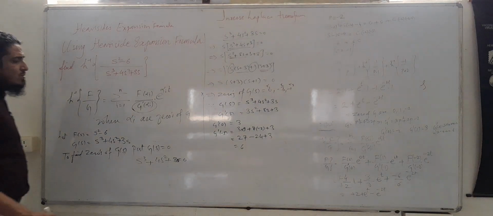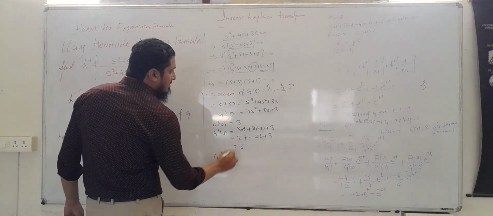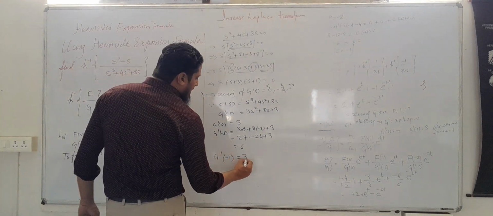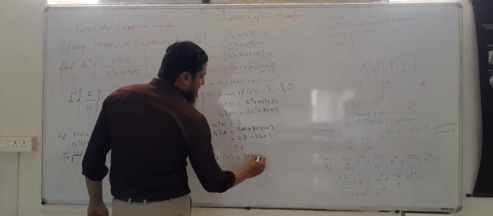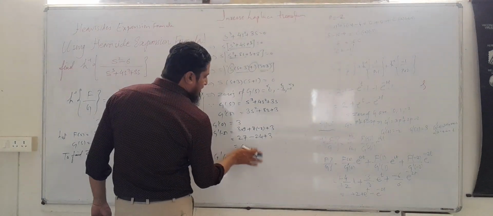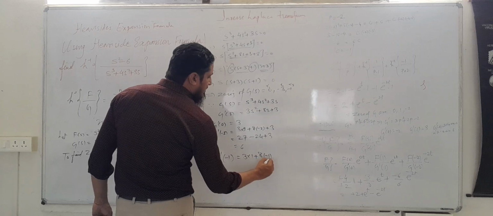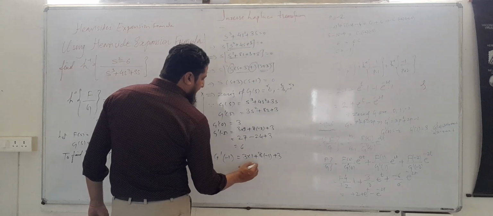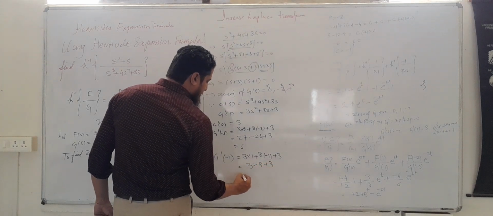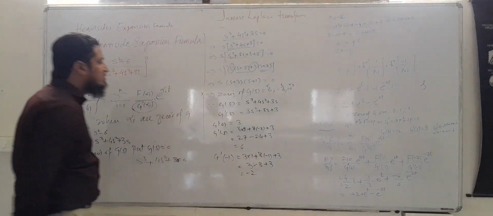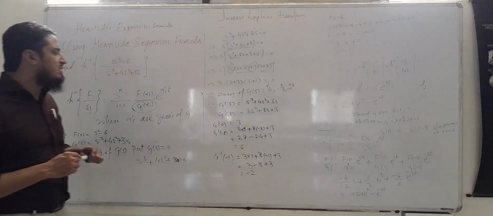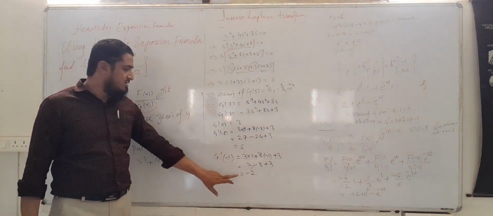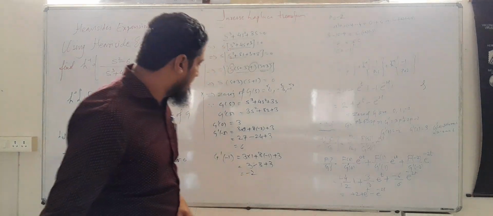Correct? Now g dash of minus 1, we will get 3 into 1 plus 4, 8 into minus 1 and plus 3. So we will get 3 minus 8 plus 3, which will give us minus 2. So we have g dash of 0 is equal to 3, g dash of minus 3 is equal to 6, and g dash of minus 1 is minus 2.